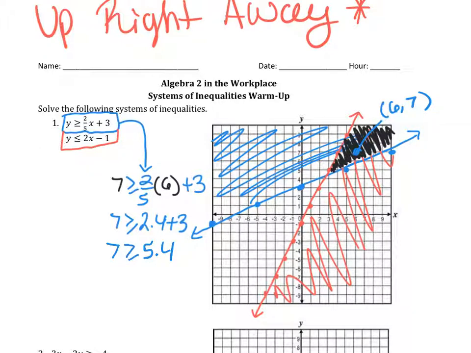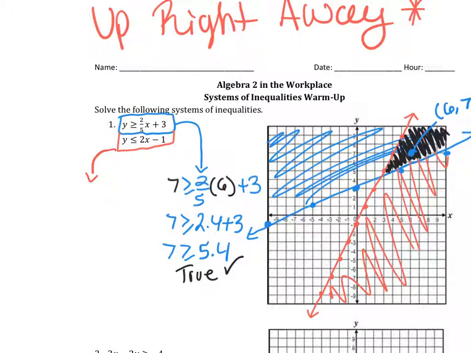Is this a true statement? Is 7 greater than or equal to 5.4? It is not a trick question. Is 7 bigger than 5.4? Yes, so this is true. So that means it is a solution for that inequality, but remember, in order to be a solution to a system, it has to be true for both. So we have to check our second inequality as well.